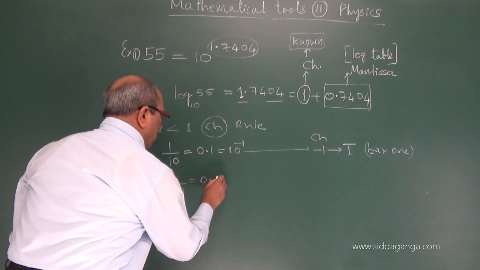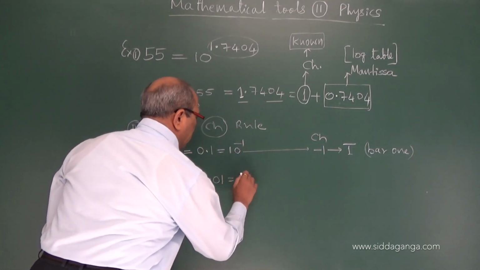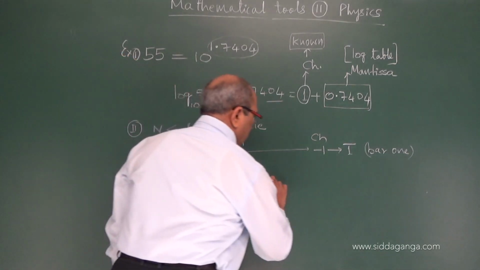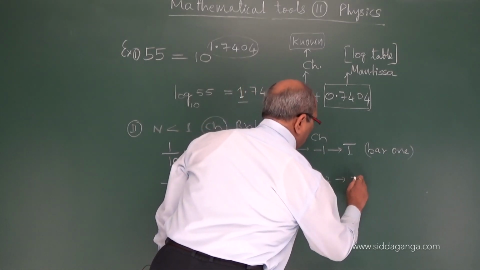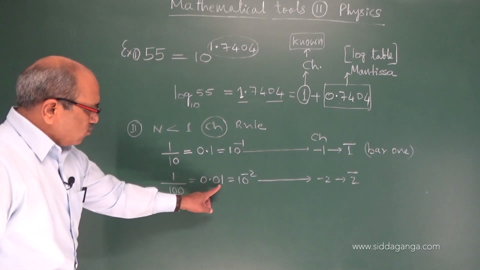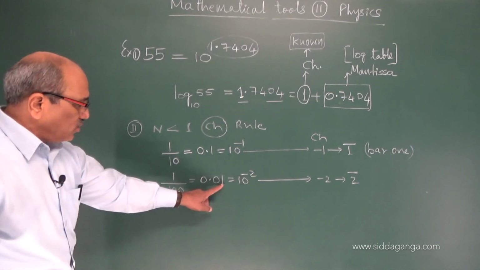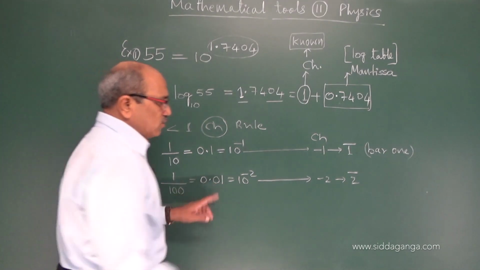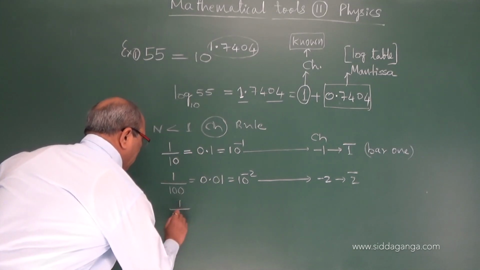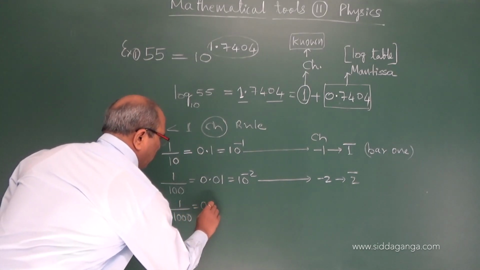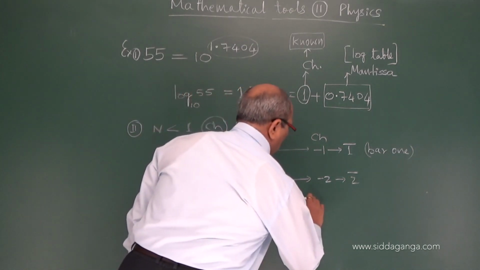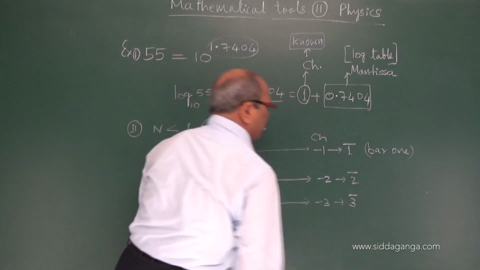Let us take 1 by 100, which is 0.01, which may be written as 10 power minus 2. I am thinking you are now following it clearly. Now this minus 2 is equivalent to bar 2. 0.01: how many zeros are there? 1 zero between the non-zero digit and the decimal point. 1 plus 1, bar 2. Let us come to 1 by 1000, 0.001, 10 power minus 3. So minus 3 is equivalent to bar 3.